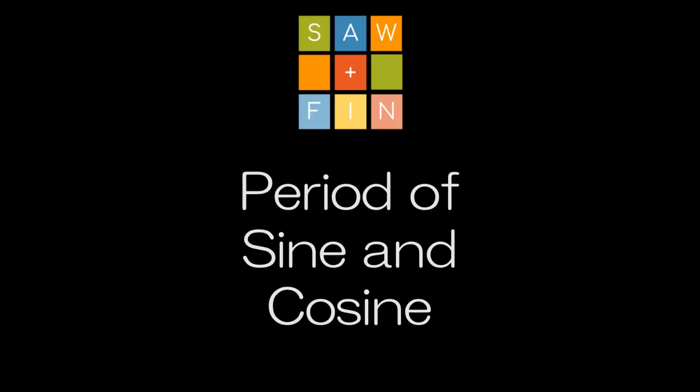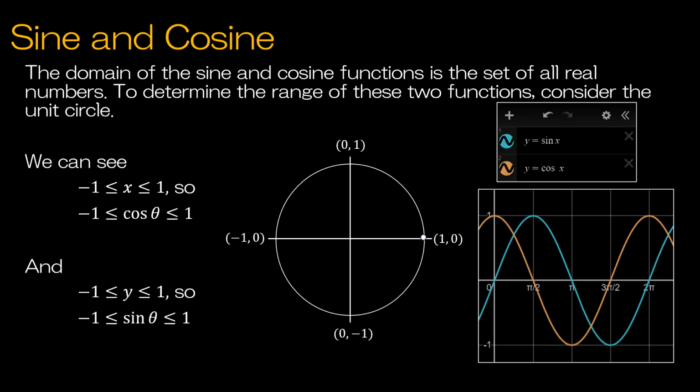Period of sine and cosine. We want to familiarize ourselves with sine and cosine as functions because we know that if we know the value of sine and cosine, we can find the value of all of the other trigonometric functions. We know that the domain of sine and cosine is the set of all real numbers. And by that I mean I can plug in anything I want for theta for either function.